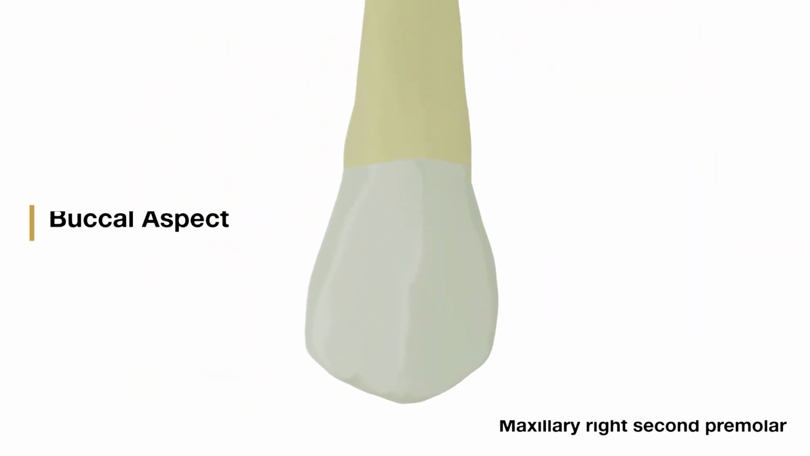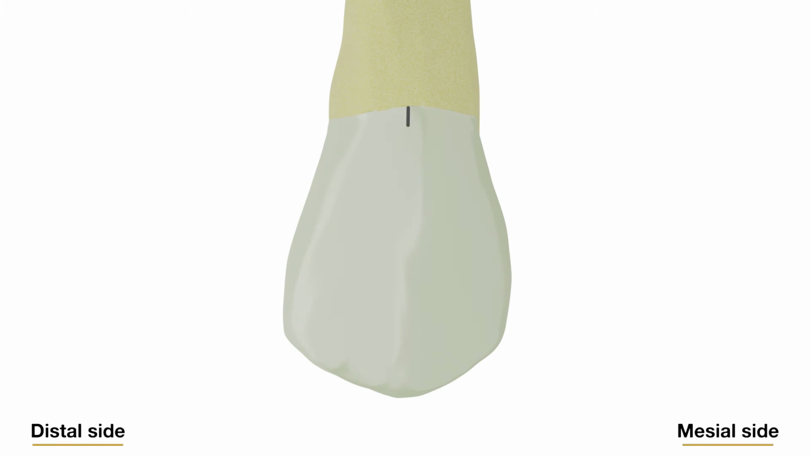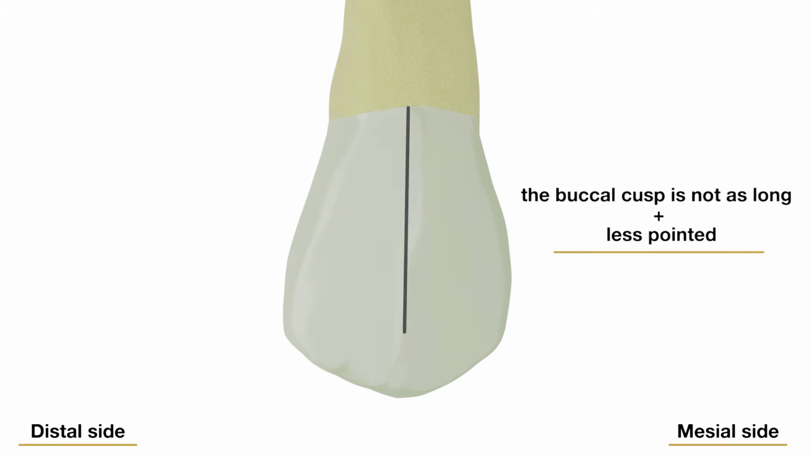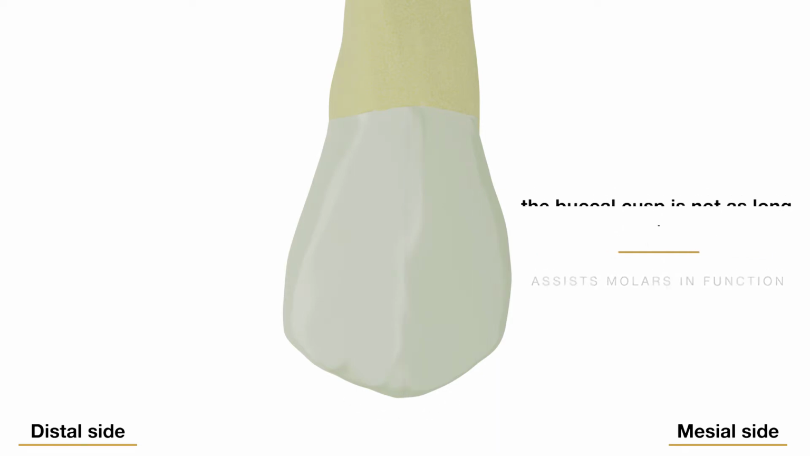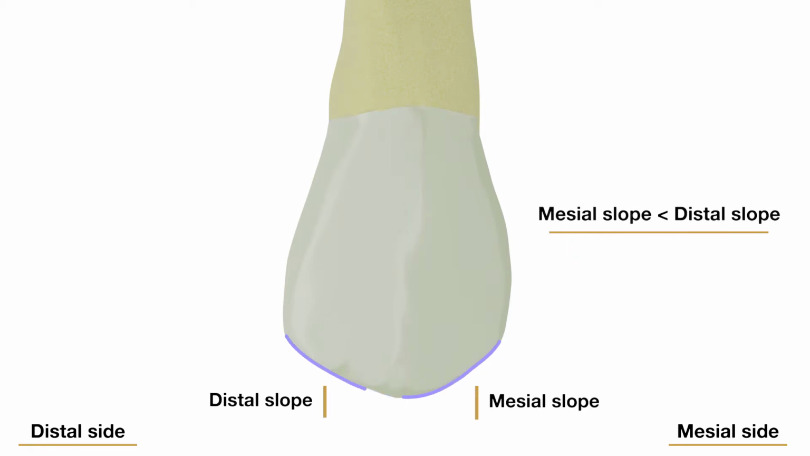Now, let us start with the buccal aspect of the maxillary second right premolar. From the buccal aspect, it is noticed that the buccal cusp of the second premolar is not as long as that of the first premolar, and it appears less pointed. This makes them more efficient as grinding teeth, and they assist molars in function as well. Length of the crown cervico-occlusally is approximately 8.5 mm. The mesial slope of the buccal cusp is usually shorter than the distal slope. The opposite is true of the first premolar.